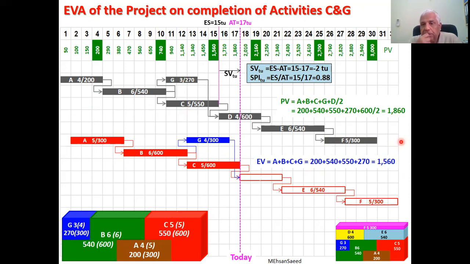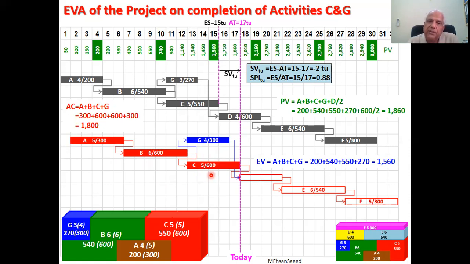Actual cost, well, we have earned 1560, but at what cost? Well, 300 on A, 600 on B, 600 on C. We are talking about 1500, and 300 on G, 1800. So our actual cost is 1800. We are overspending.